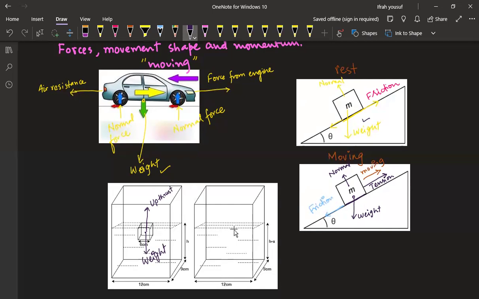Now let's assume another object that is in motion. Let's see how the forces will act on it. I am considering the red circle as the object that is in motion. It is moving downward. So what will happen? How are the forces going to act? The weight is again downward.